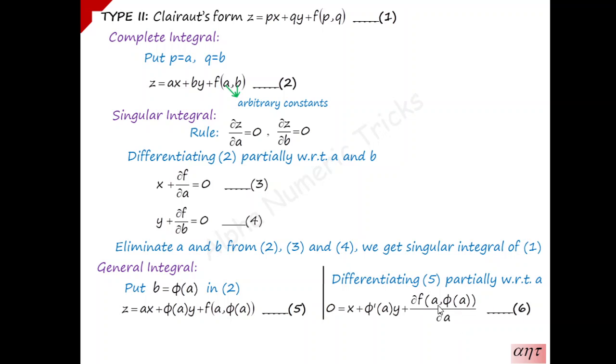Here you have to just write ∂f/∂a if we don't have the function φ(a), so we just write ∂f/∂a. Number that equation as 6. Now using 5 and 6, we eliminate the arbitrary constant a, and then we can get the general integral of equation 1. That's all for today's video.